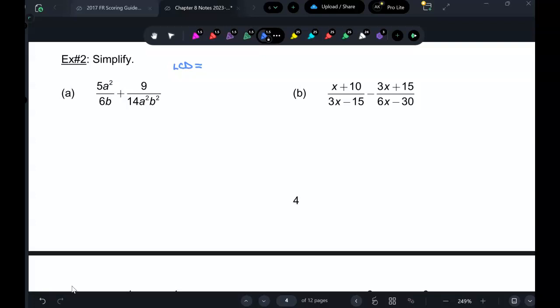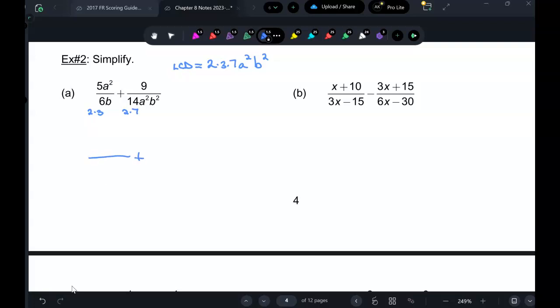Okay, so what's my least common denominator going to be? This is 2 times 3, and this is 2 times 7. So what are the numbers we have for the least common denominator? 2, 3, 7. 2, 3, and 7. And then it's going to be a to the what power? 2, and b to the 2.